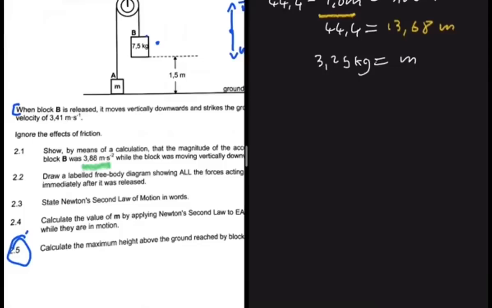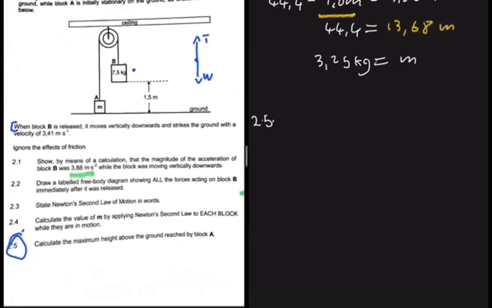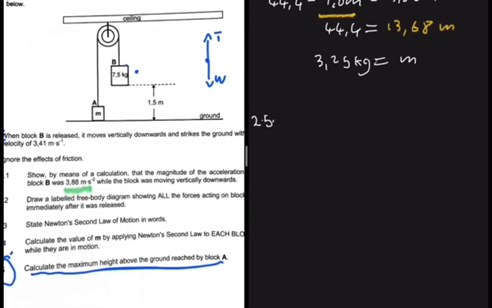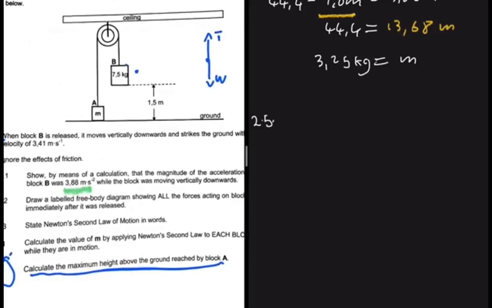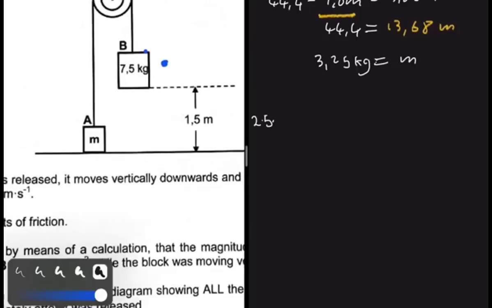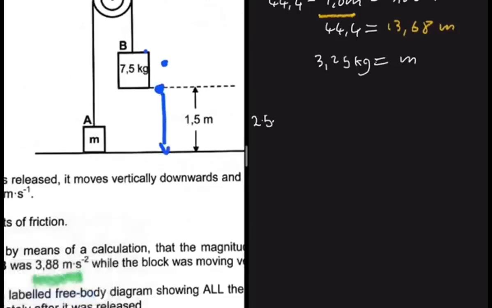And now 2.5, let's just do 2.5 real quick. So let me show you something. Let's calculate the maximum height above the ground reached by M. So initially I was thinking, why does this question have 5 marks? It should have 1, because from this point here to the ground it's 1.5, and while B is moving from that height to the ground, A will move from the ground to that height, which is 1.5. So the maximum height for A should be 1.5.